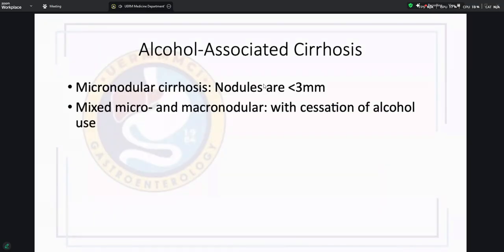We'll discuss first alcohol-associated cirrhosis. This represents the final stage of the spectrum of alcohol-related liver diseases. The nodules in alcohol-related cirrhosis are usually less than 3 millimeters in diameter, so this form of cirrhosis is micronodular cirrhosis. But with cessation of alcohol use, larger nodules may form, resulting in a mixed micronodular and macronodular cirrhosis.